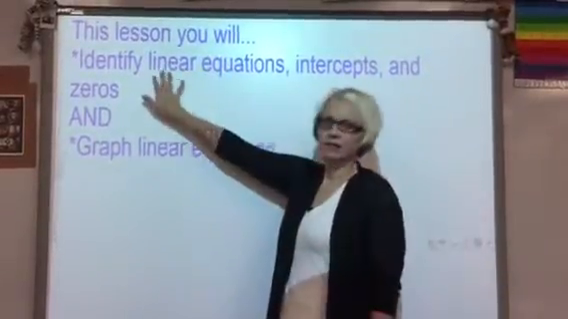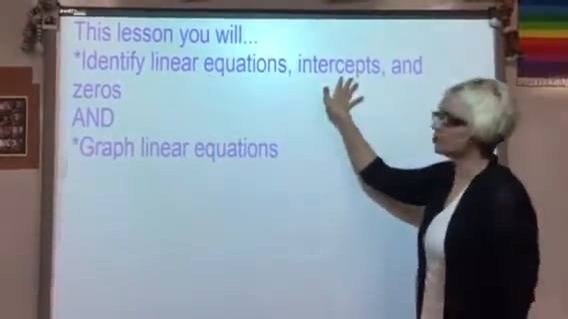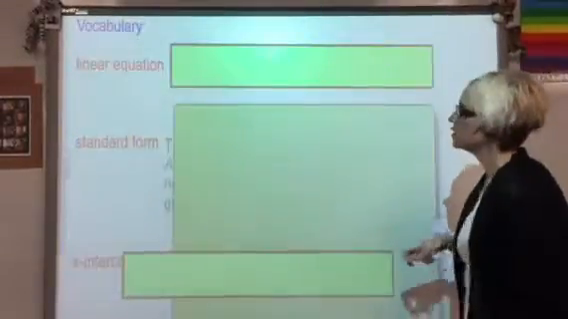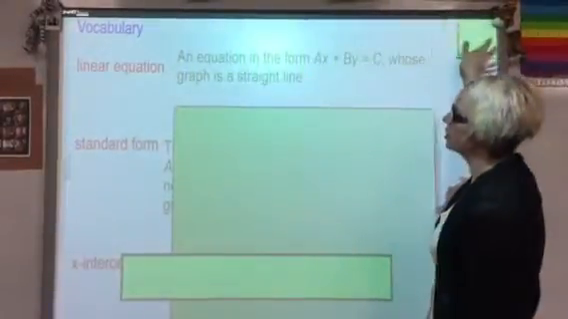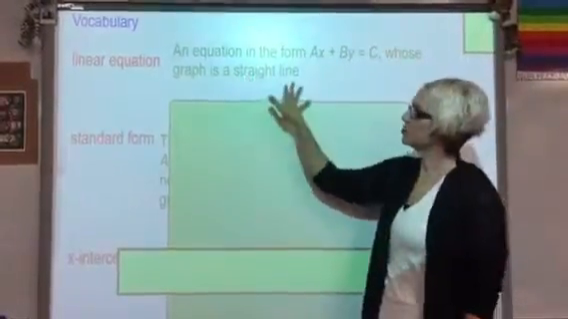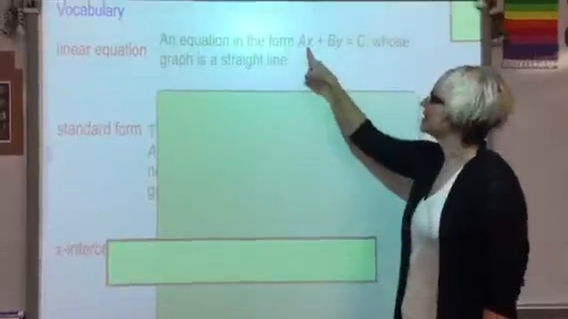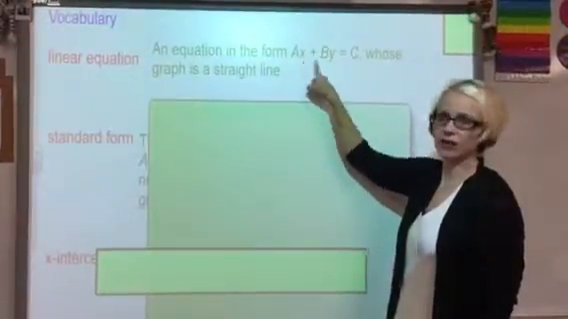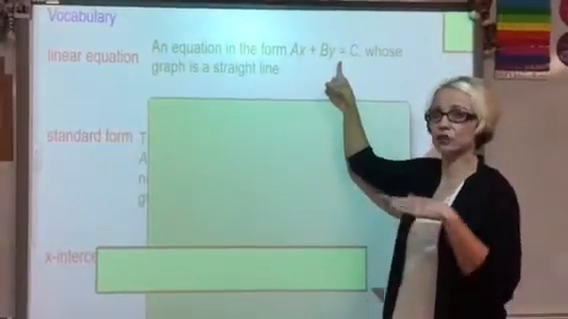In this lesson, you will identify linear equations, intercepts, and zeros, and then we'll also graph some linear equations. So here's your vocabulary. A linear equation is an equation in the form ax plus by equals c, whose graph is a straight line. What I want you to notice is there's 1 power of x, 1 power of y. This is not an x squared or a y squared.